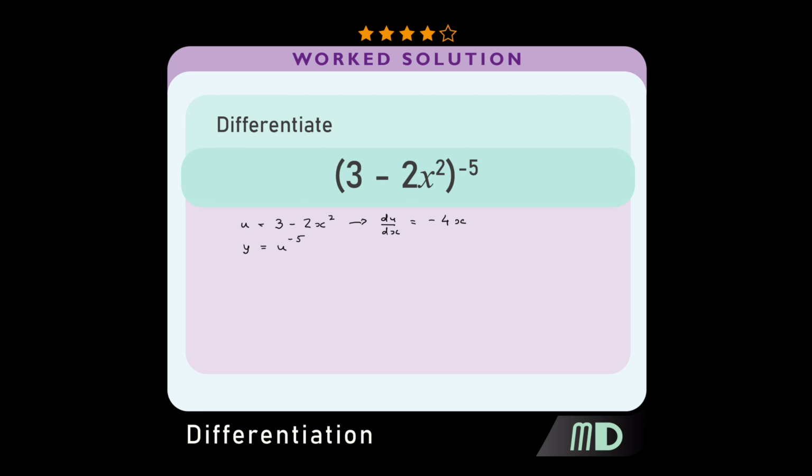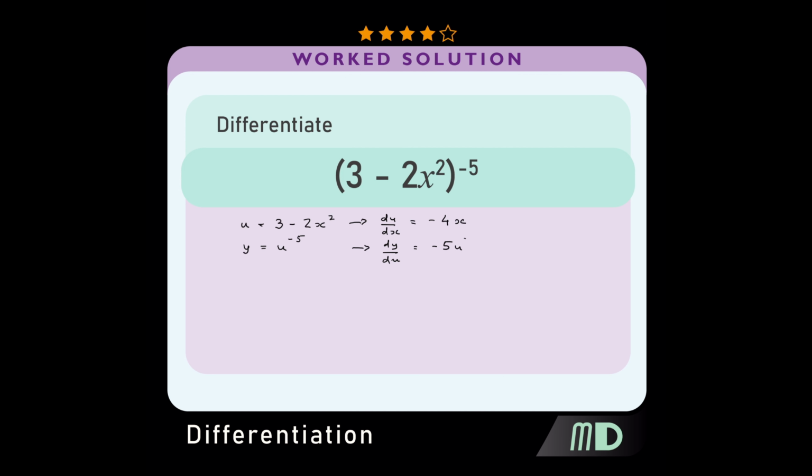We also need to differentiate y with respect to u, where y is equal to u raised to the power of minus 5. Using the power rule a second time, we need to multiply by the power, then reduce the power by 1, which gives us minus 5u raised to the power of minus 6.